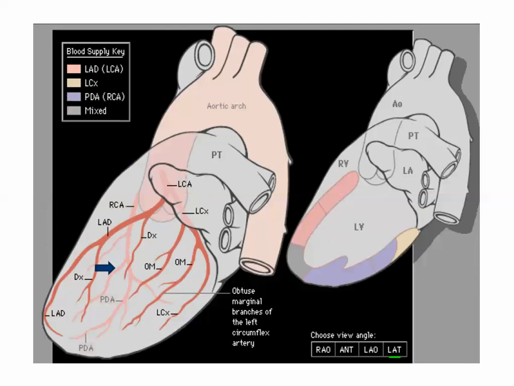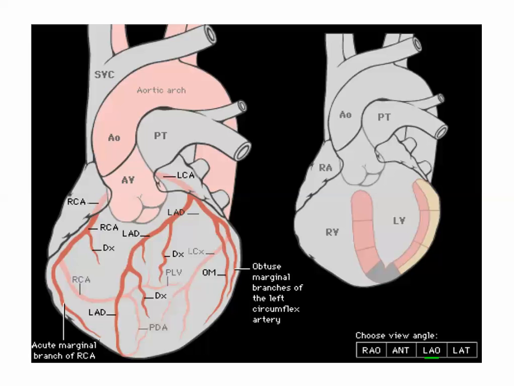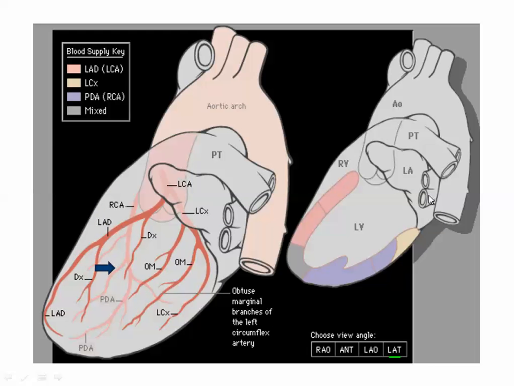What's this view? It's a cut section, so it's LAO. It is LV: septum, anterior, lateral, inferior, and this is the RV as a crescent. And this is the AV groove. What's this?